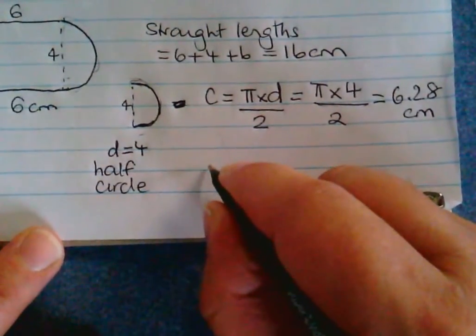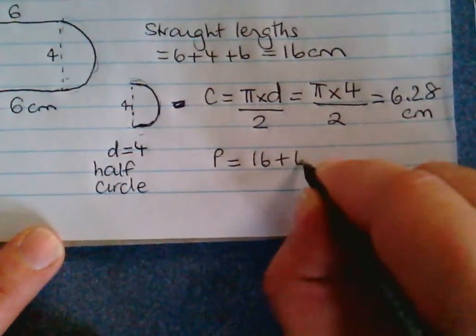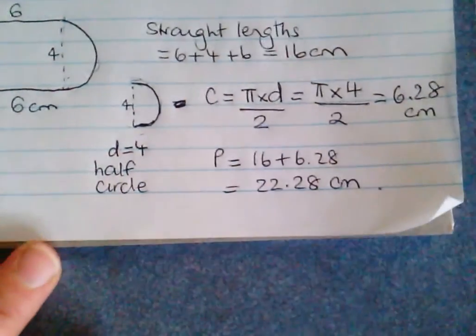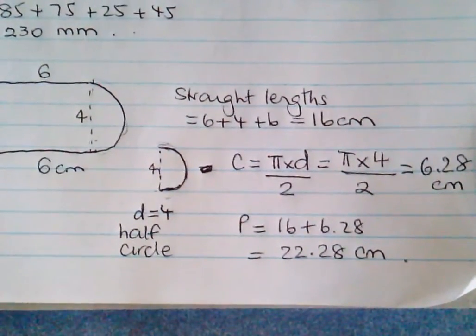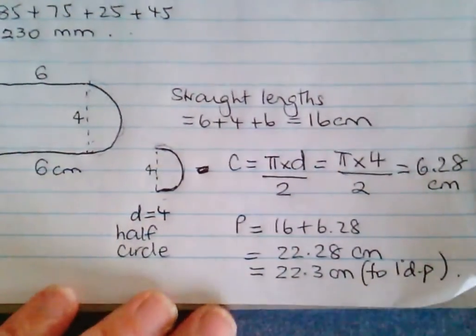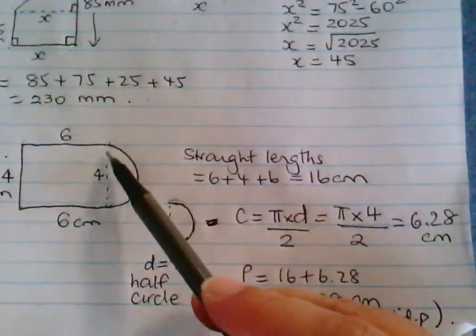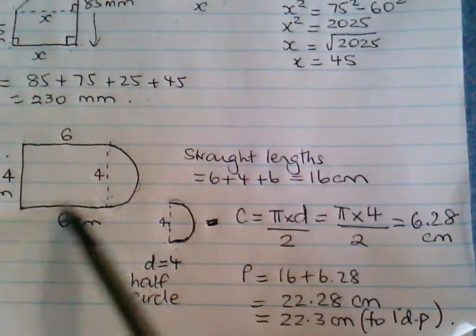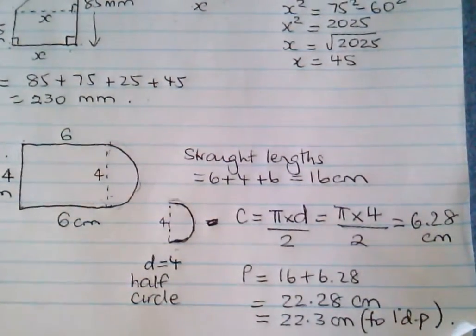So therefore, the overall perimeter is 16 centimeters plus 6.28, 22.28 centimeters. I'm not sure how many decimal places they want this to. Centimeters to 1 dp, 1 decimal place. Please don't go adding this 4 here in the middle twice. That's just a dotted line. The shape goes around like that. So perimeter is distance around the shape. It's not internal dotted bits.